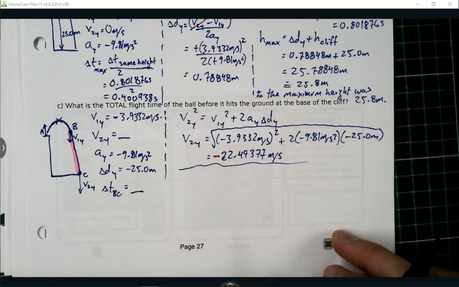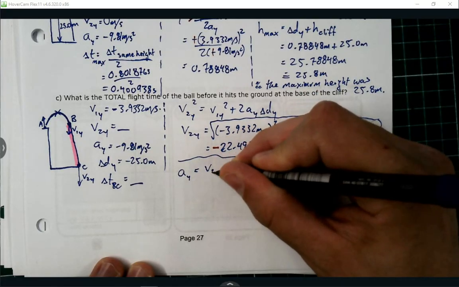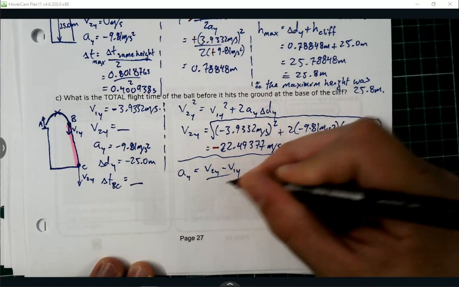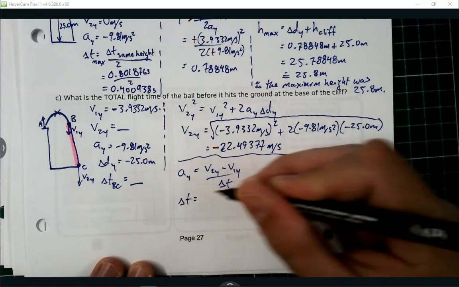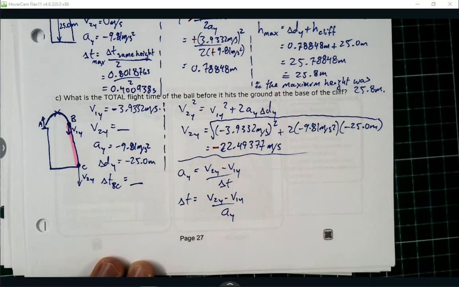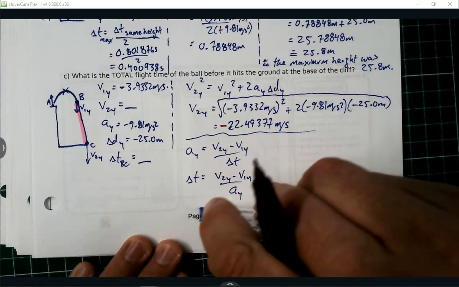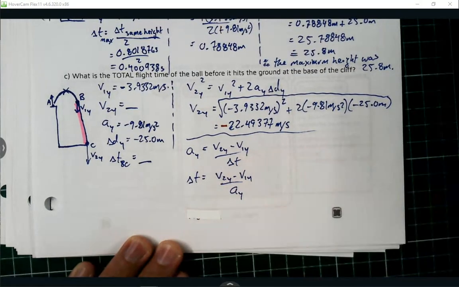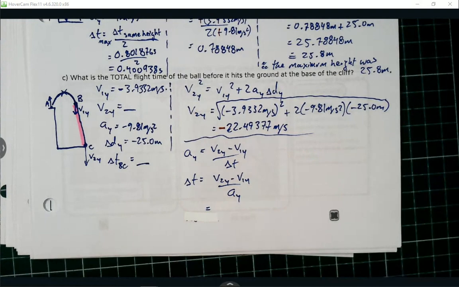Now the reason I calculated that, even though it didn't really ask me for it, is because now, if I know acceleration y is equal to v2y minus v1y divided by delta t, that's just acceleration equals delta v over delta t, I can solve for delta t by rearranging and subbing in. And by doing this as a two-equation method, I get to sidestep using the quadratic formula because I still feel afraid of it. That's okay. We'll get over it. Okay?